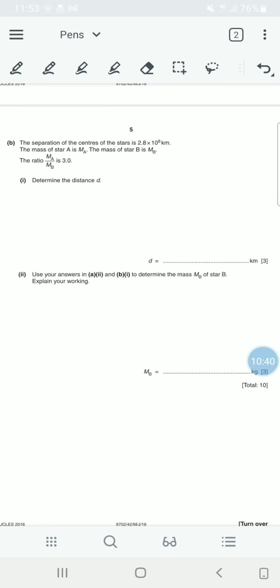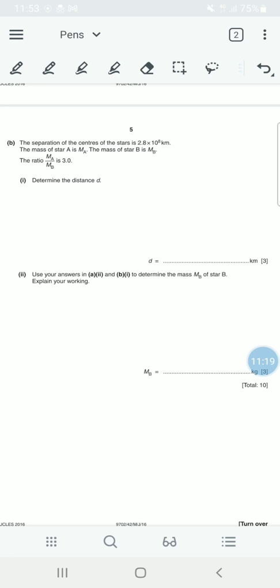Now, part B. The separation of the centers of the stars is 2.8 into 10 to the power 8 kilometers. We saw that in the diagram. The mass of star A is MA. The mass of star B is MB. The ratio MA over MB is 3. So that means one is 3 times the mass of the other. They are asking to determine the distance D.